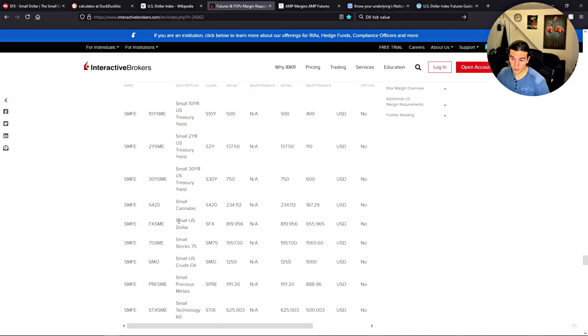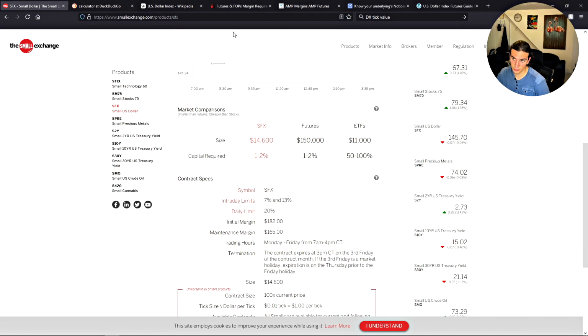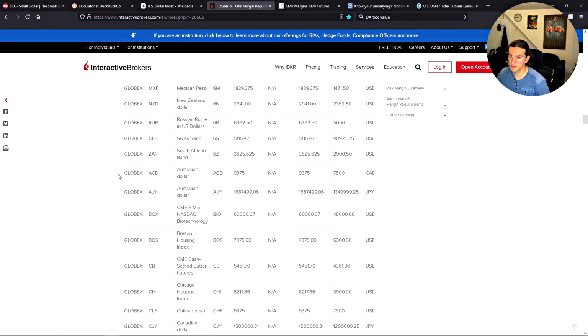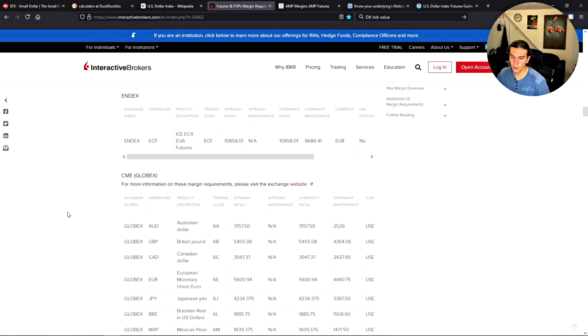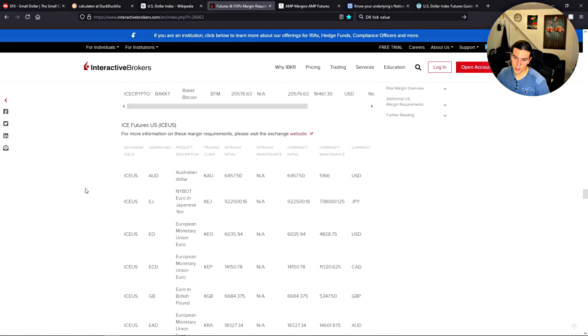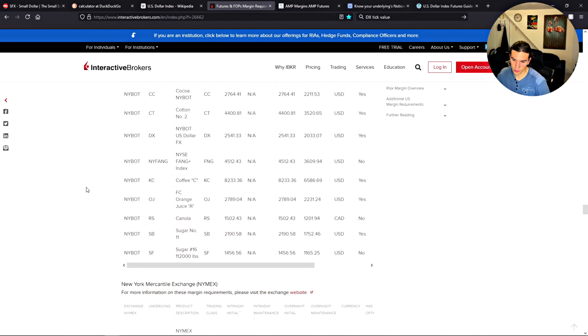So look, small US dollar here, the initial margin is $819, whereas the exchange margin, like I just told you, was $182. And what that $182 means is that the exchange is only requiring you to have $182 in your account to buy or sell one contract.